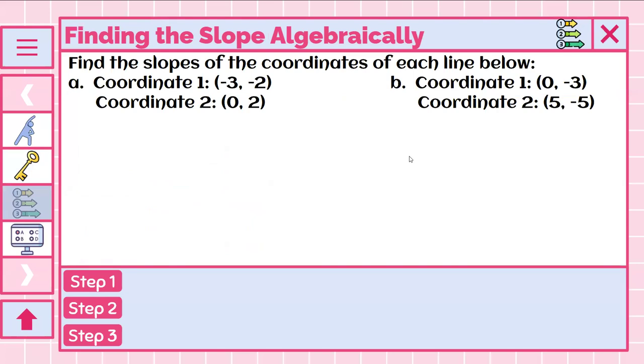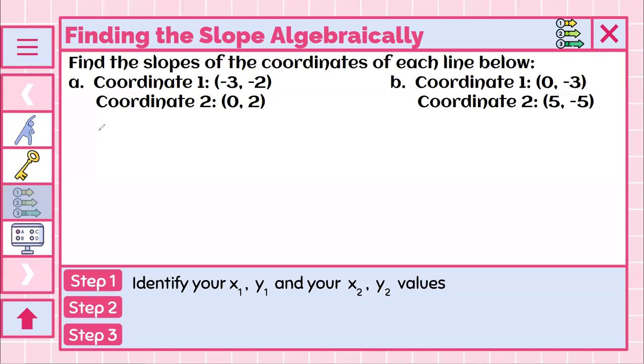So let's actually do that. We have two different examples here. We're finding the slope of the coordinates of each line below. There was coordinate 1, coordinate 2. Our first step is identify your x1, y1, and your x2, y2. This is very important in the beginning because you can get confused easily if you don't do this.